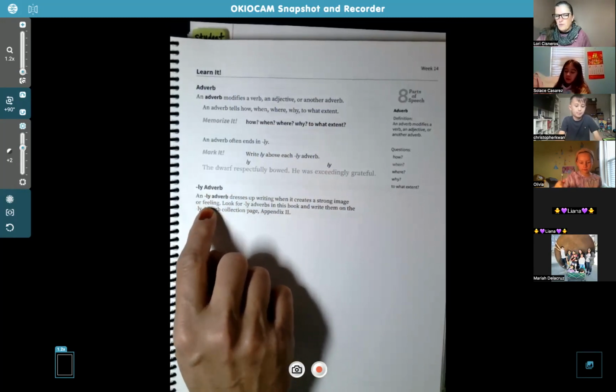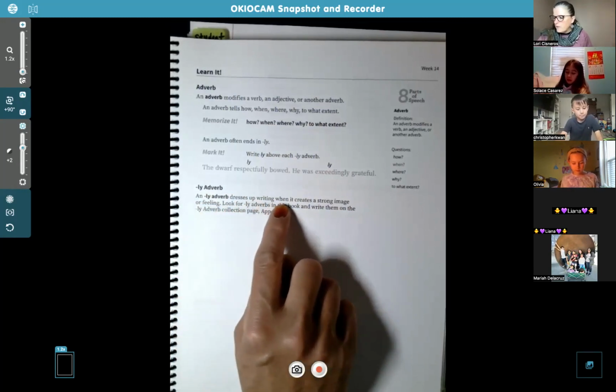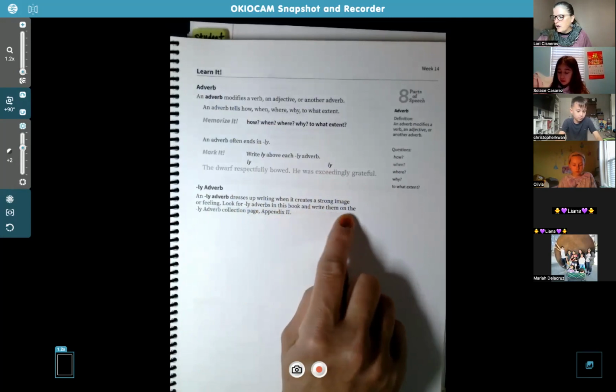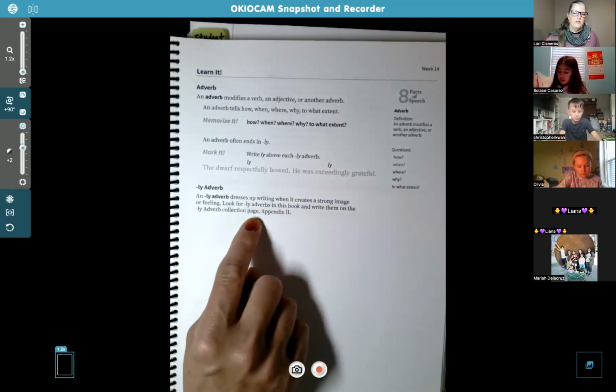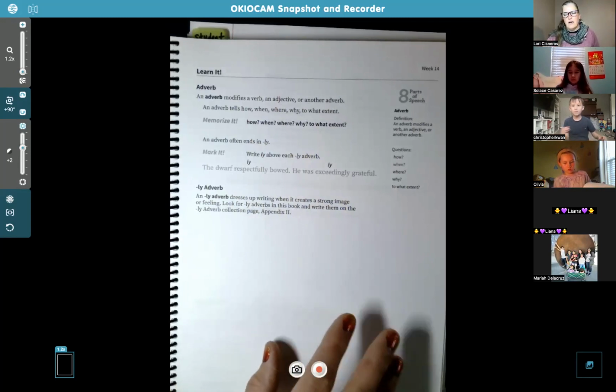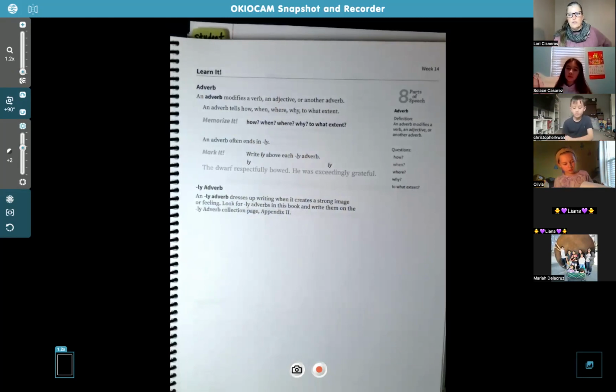Down here under ly adverb, it says an ly adverb dresses up writing when it creates a strong image or feeling. Look for ly adverbs in this book and write them on the ly adverb collection page, Appendix 2. Now, you don't have to do that, but if you think that kind of sounds fun, there's a page in the back of your grammar book where you can actually keep a list of ly words that you like. When you're reading a book or an article in a different class, like your history book, and you see an ly word, you go, hey, I really like that word. You can make a list on the back of this grammar book with all your ly words.